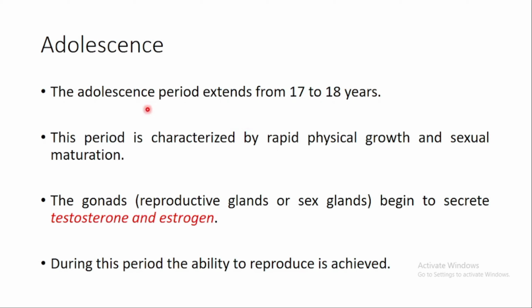Adolescence, on the other hand, is the period that extends from 17 years to 18 years. This period is characterized by rapid physical growth and sexual maturation. The gonads, that is the reproductive glands and sex glands, begin to secrete testosterone and estrogen during this period of adolescence. And this period is marked by the ability to reproduce.